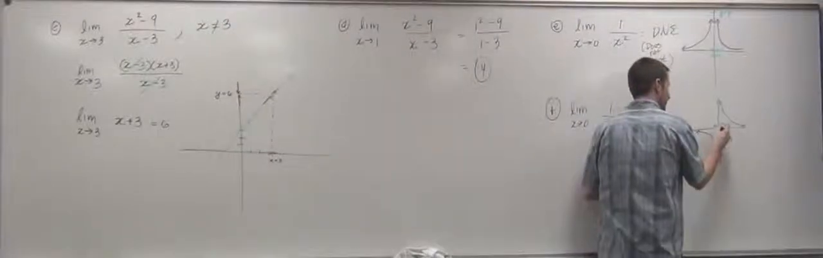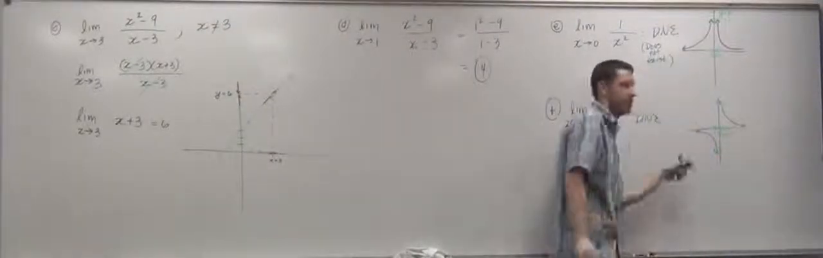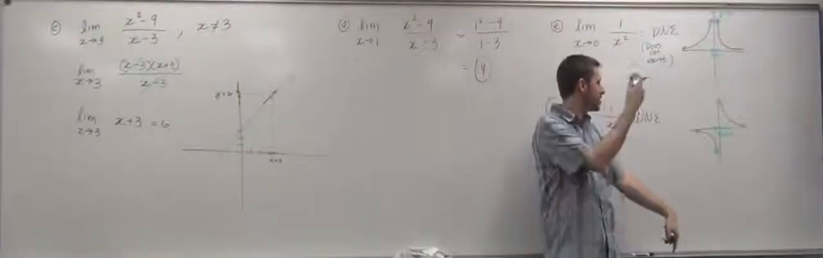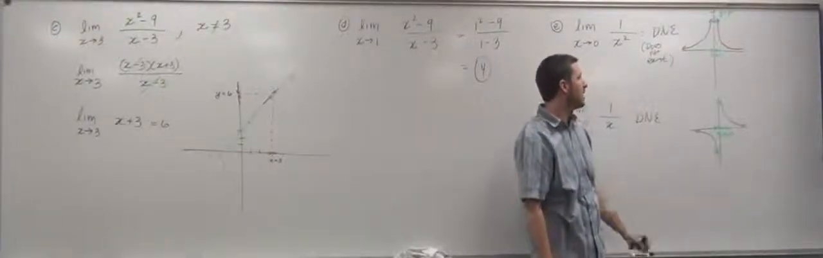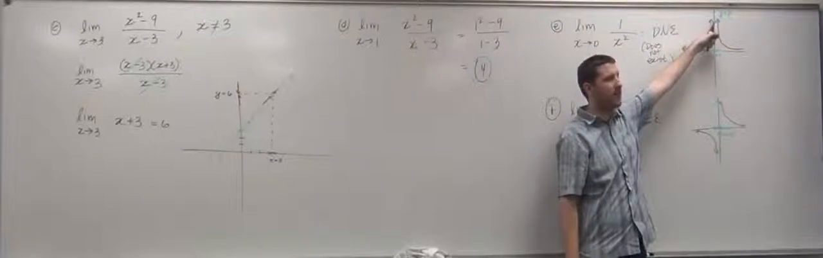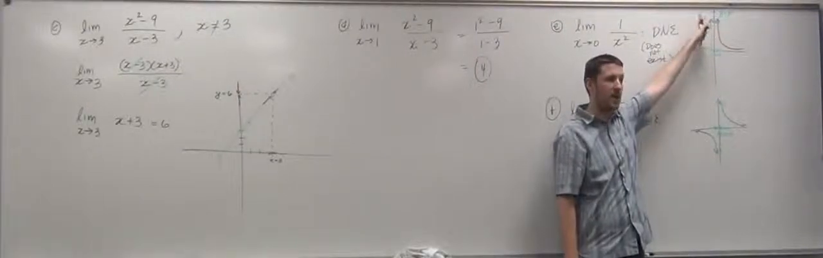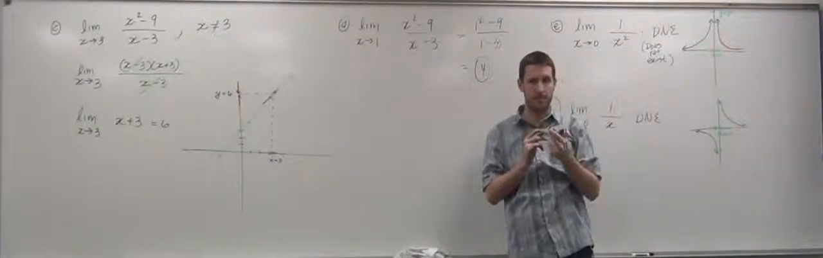The biggest problem with this one is that you're going in different directions. On one side you're going down, and on the other side you're going up. It's really bad. This other one doesn't exist because you're not approaching a finite number, but they are going in the same direction, so that's a little better.